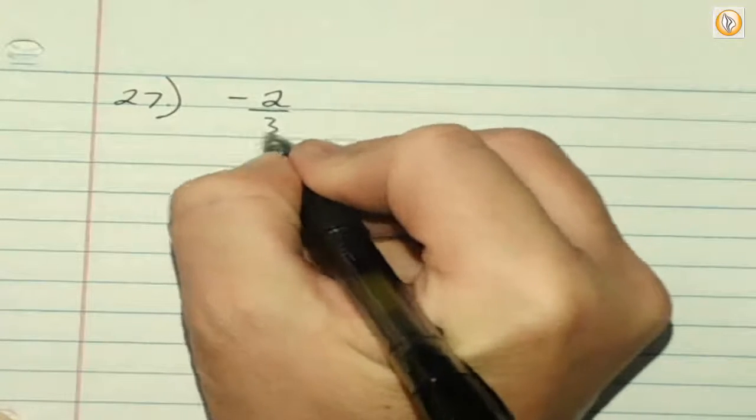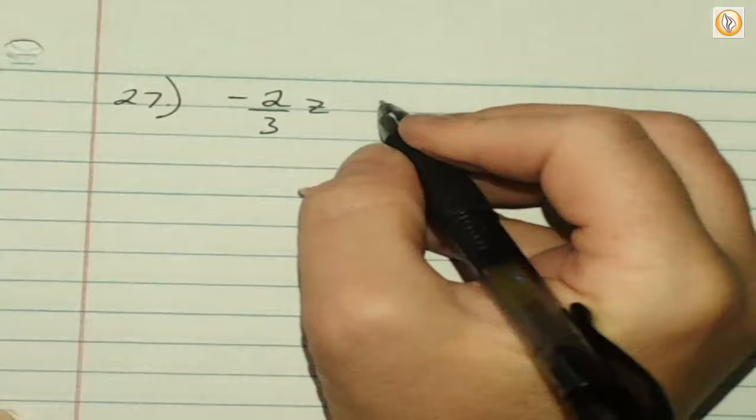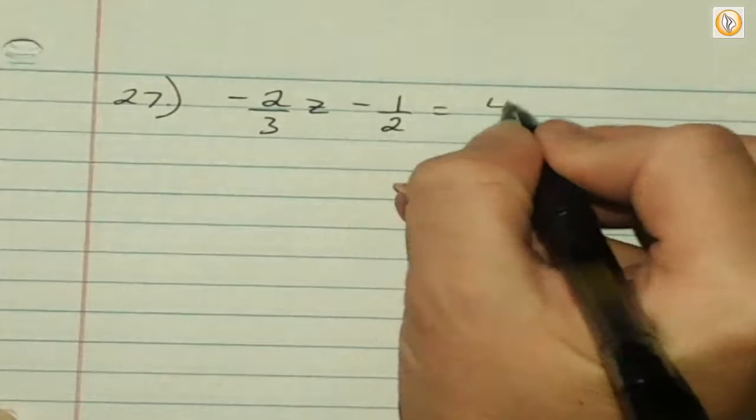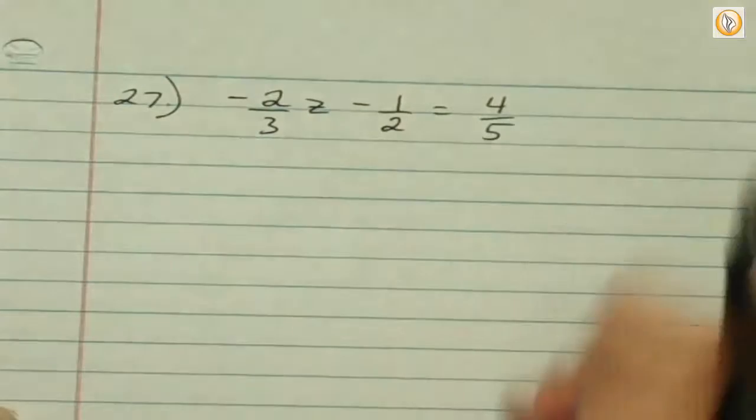All right, 27. Michaela, negative 2 over 3z minus a half equals 4 over 5.